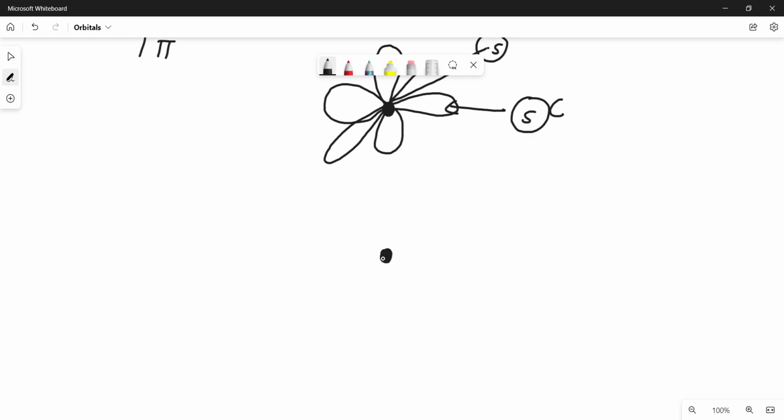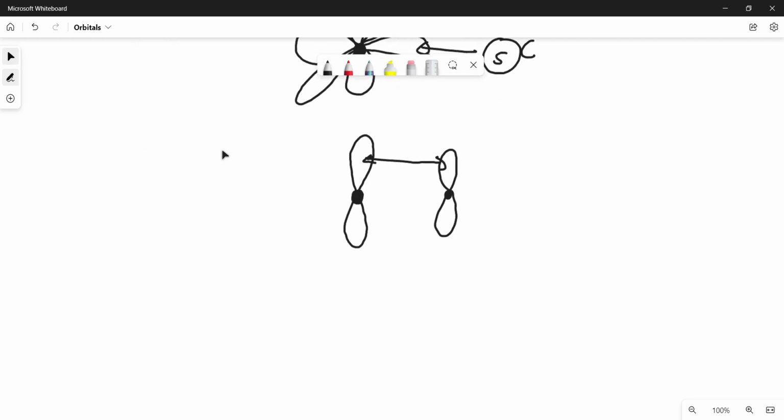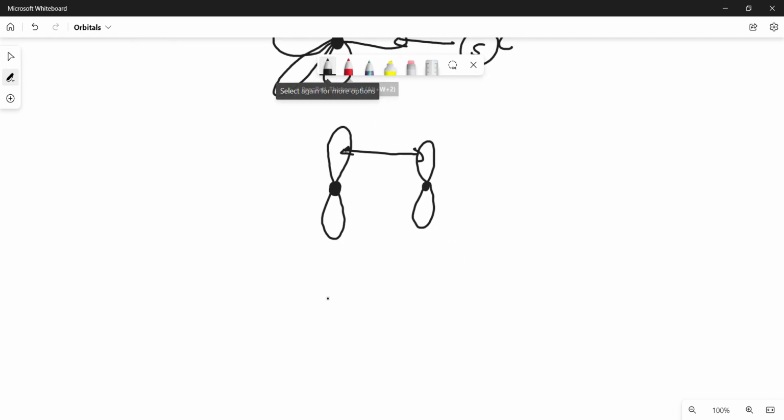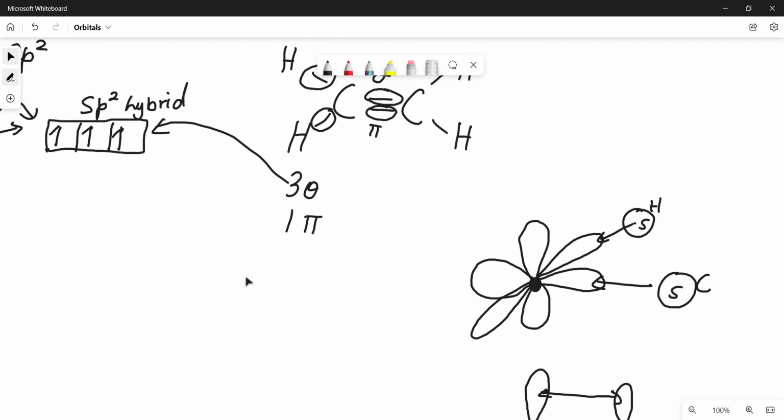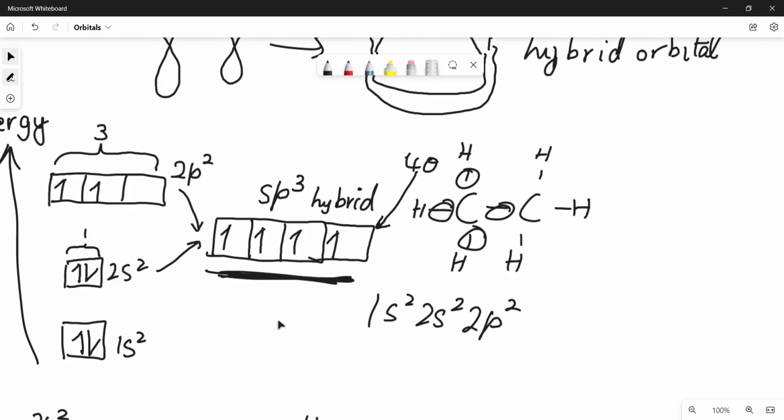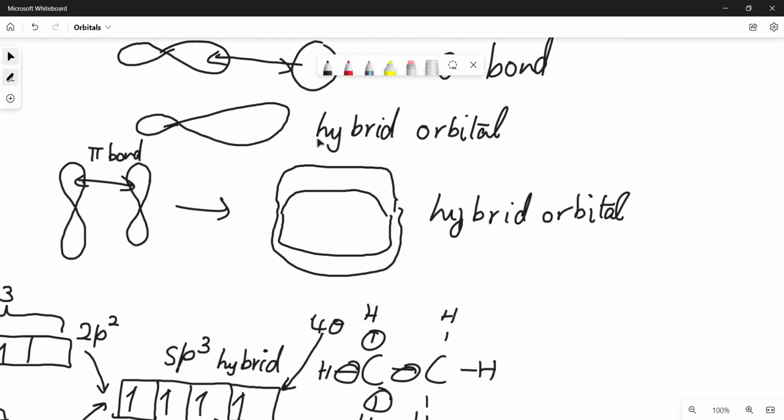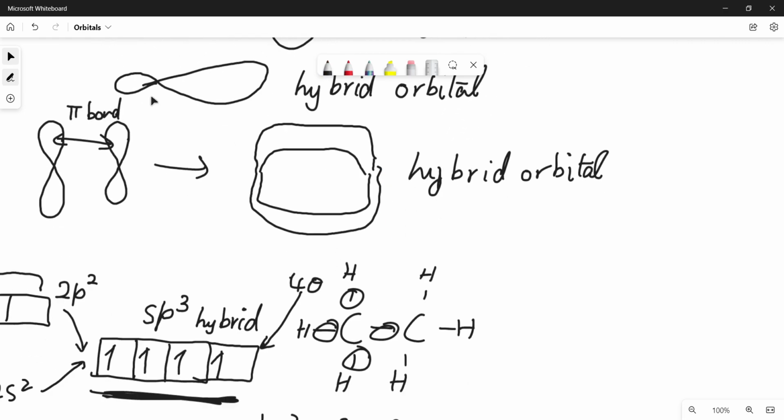We have the upward facing p orbital, and we have the carbon from the other side of the ethene, and these two combine laterally because, as we said, pi bonds are lateral combinations of orbitals, and these form the hybrid orbital I was talking about before. Where did I draw it? Here, this shape right here. They combine together and they form that shape.